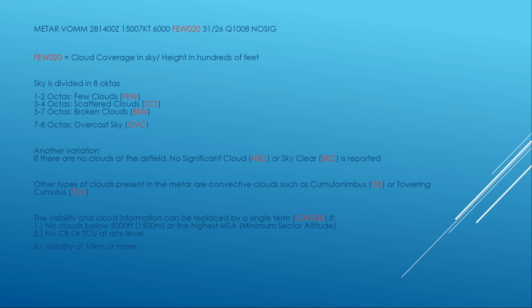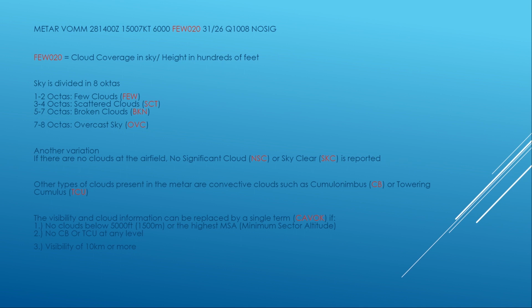as overcast clouds. There is another variation here, in which if there are no clouds, then it is reported as no significant cloud, or NSC, or sky clear is reported as SKC. Other commonly encountered clouds are CB or TCU, which basically means cumulonimbus or towering cumulus. These are probably one of the most dangerous clouds, convective clouds, to fly into.